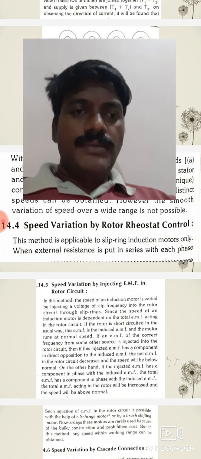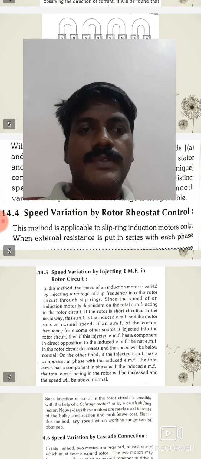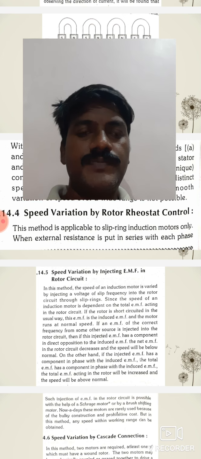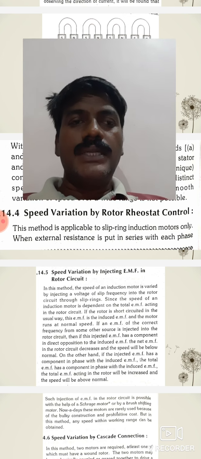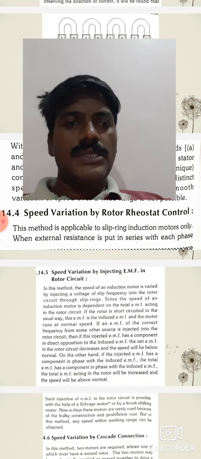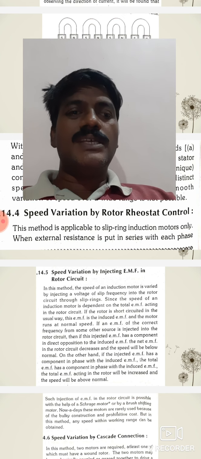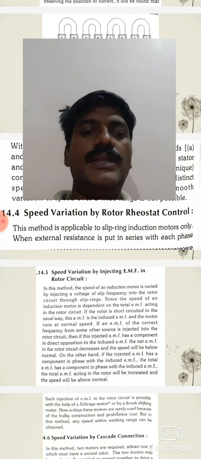This is the first method from the rotor side, and that too for slip ring induction motor, right? Simply by inserting the resistance in the rotor circuit, losses increase. When the losses increase, automatically slip increases. When slip increases, speed decreases, right?